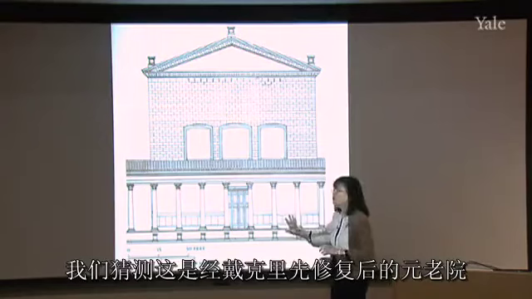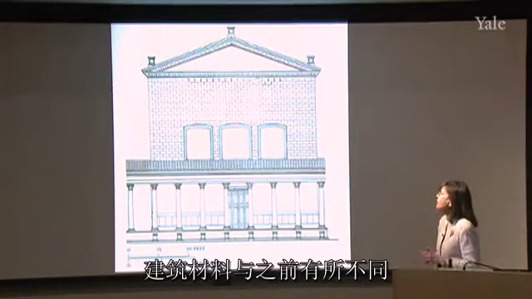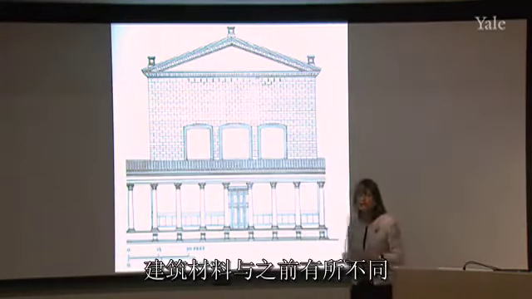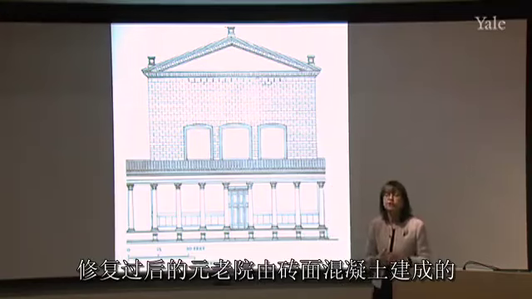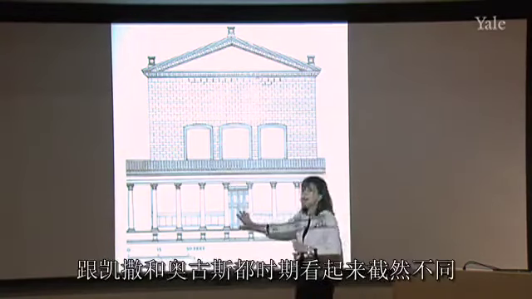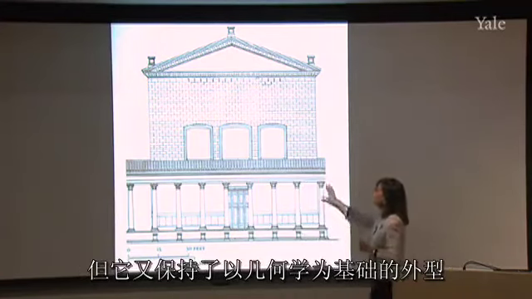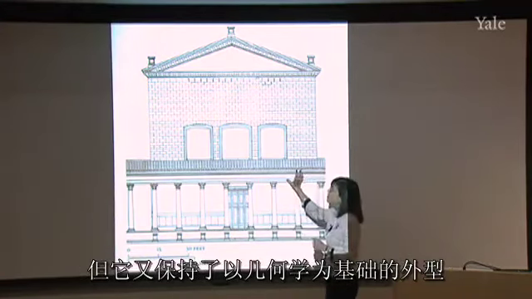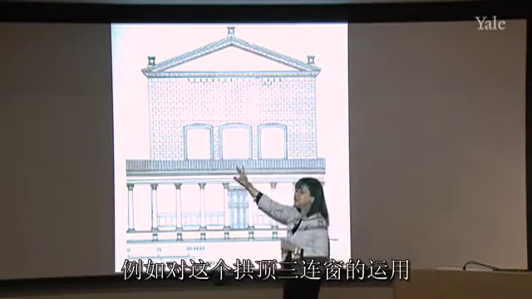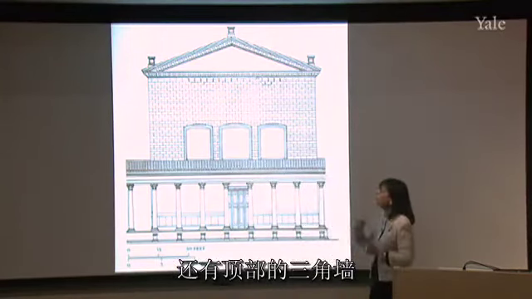This is a restored view of what we believe it looked like after the restoration by Diocletian. You won't be surprised to hear that the materials were different. In its restored version, it was made out of concrete faced with brick, exposed brick. So very much a building of its own time. It would not have looked like that in the time of Caesar and Augustus. But in every other way, they have kept to the underlying geometry of the form, to the use of the triple window with a curved top, as you can see here, an arcuated top, a pediment up above.